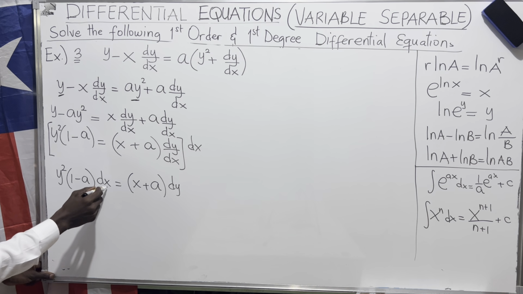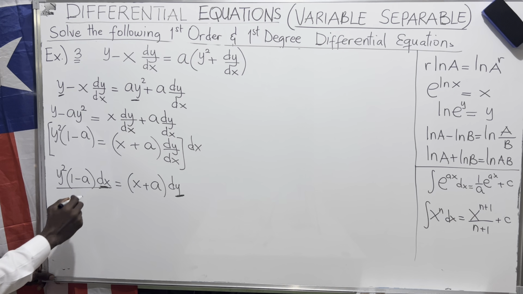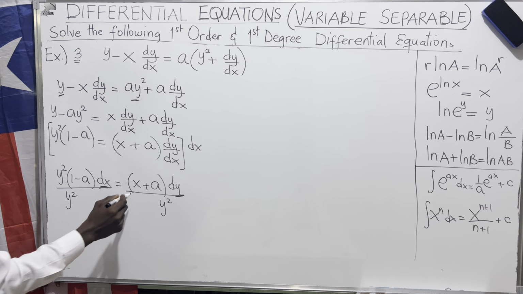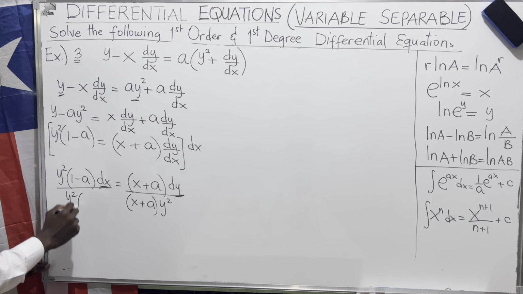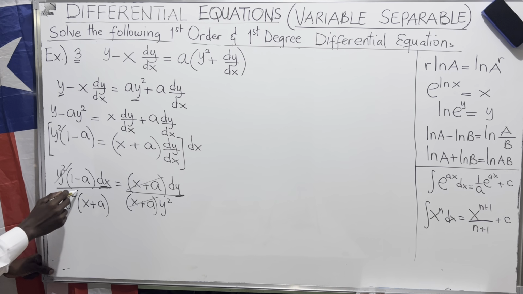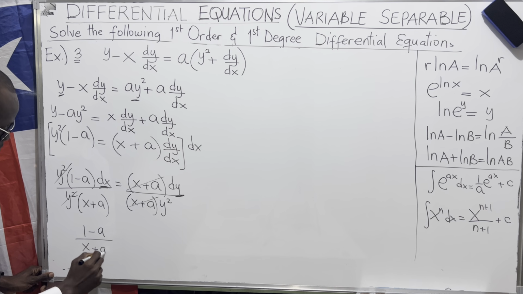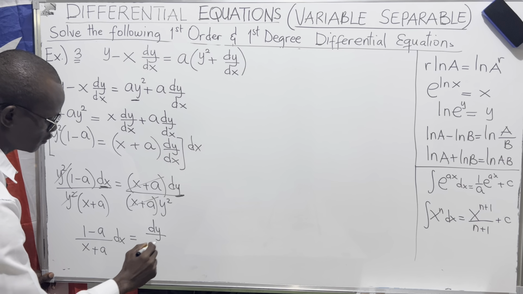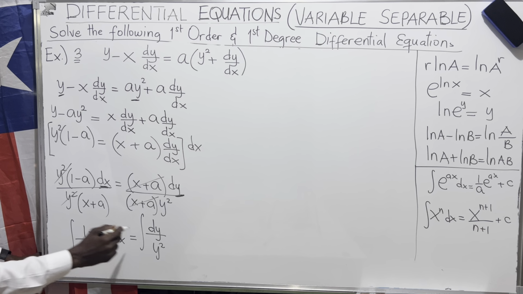Okay. So we need all x in here and we need all y in here. This y squared, we can divide both sides by y squared. And this x plus a, we don't need it on this side because this is all y, so we can divide both sides by x plus a as well. So this and this will go out, whereas this and this will go out. We'll be left with 1 minus a all over x plus a dx equals dy over y squared. So the variables now have been separated. We can integrate both sides.